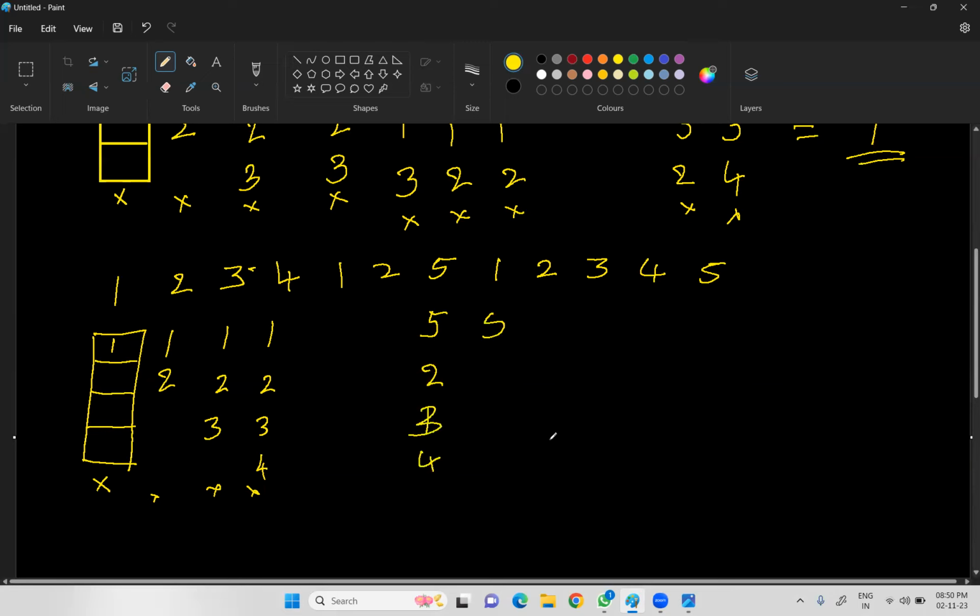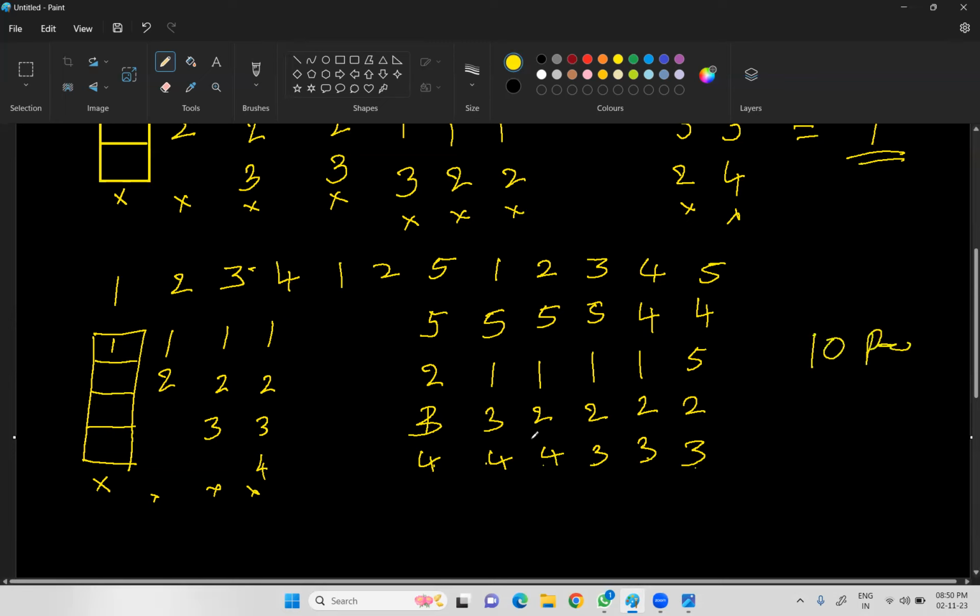1 is not available. So 5, 1, 3, 4, and 2 is not available. So 5, 1, 2, 4, and 3 is not available here. So therefore 5, 1, 2, 3, 4 is not available. So 4. Now by FIFO it will be 5 only. 5 or 4. So 1, 2, 3, then 5 is not available. So therefore 4, 5, 2 and 3. You can observe the number of page faults will be 4, 5, 6, 7, 8, 9, 10. So here you can see 10 page faults.